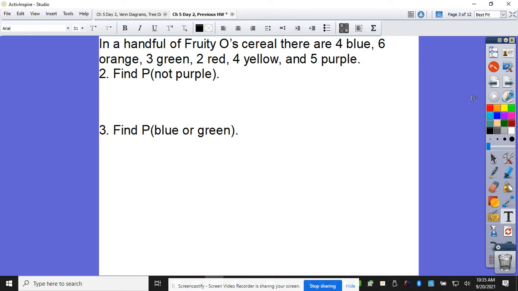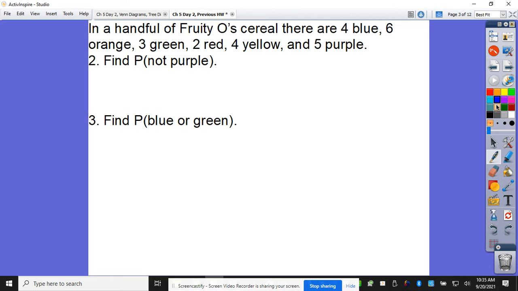All right, so actual problems that you did. In a handful of Fruitios cereal, there are 4 blue, 6 orange, 3 red, 3 green, 2 red, 4 yellow, 5 purple. How many total were there? So you have this written somewhere. Because how did you know that if you didn't write that down? It should have been in the denominator of your answer.